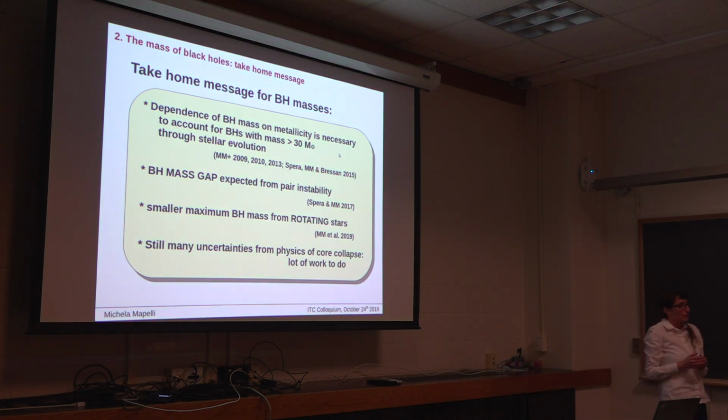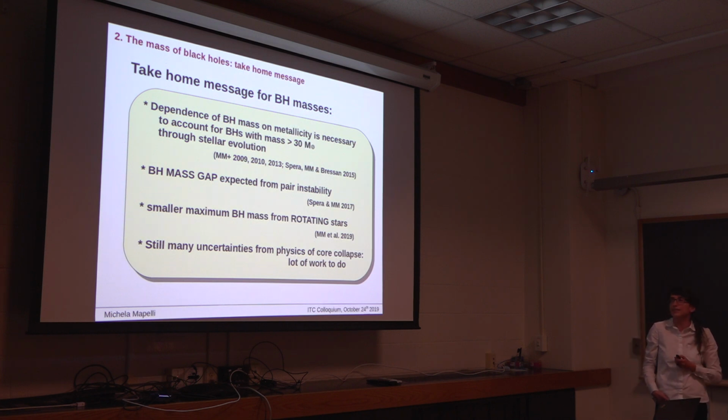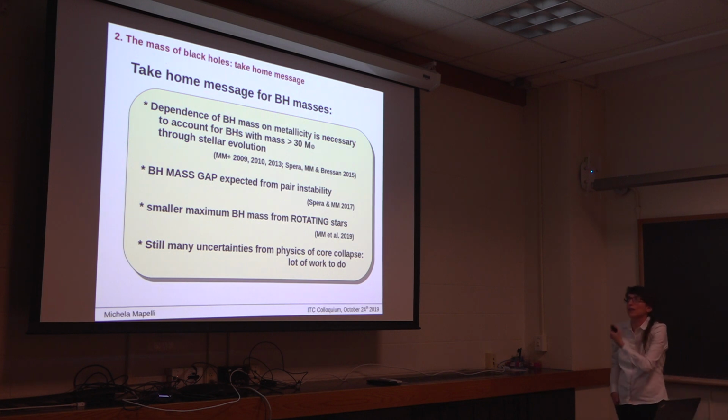So I'm done with the first part of my talk where I just discussed how black holes can form from single stellar evolution and what are the uncertainties. I would just like to give you a couple of take-home messages. One is if we want to explain LIGO-Virgo black holes with stellar evolution, then it is very important to account for metallicity in our picture. Pair instability is very important because it predicts that there is a mass gap in the black hole mass function, and LIGO and Virgo will be able to probe this mass gap soon. We should also take into account the effect that rotation can have on the maximum black hole mass.